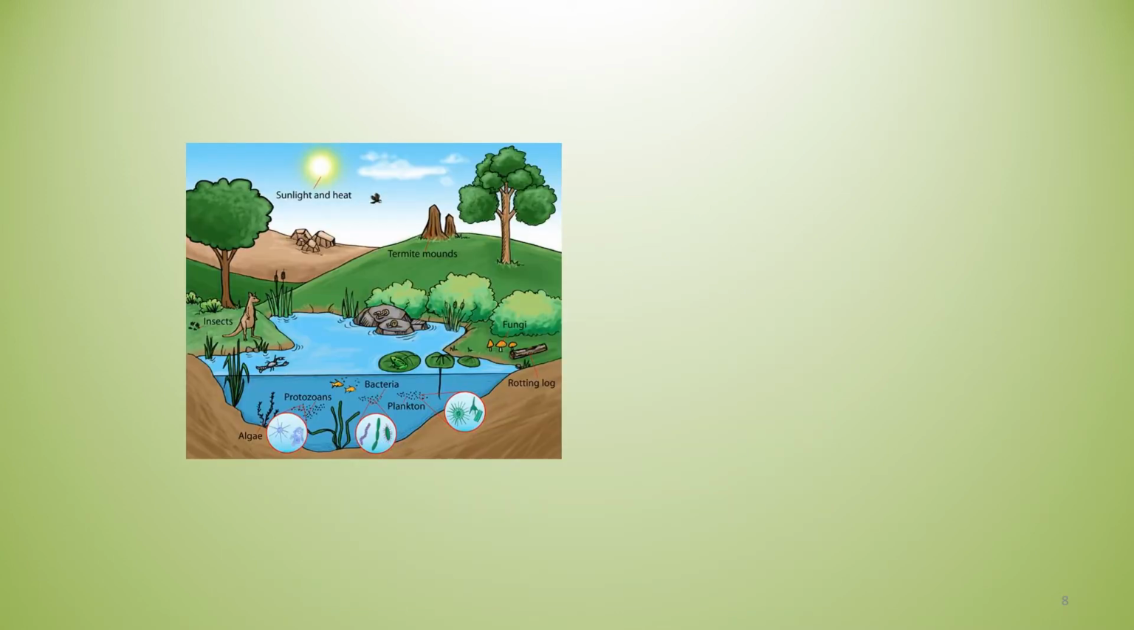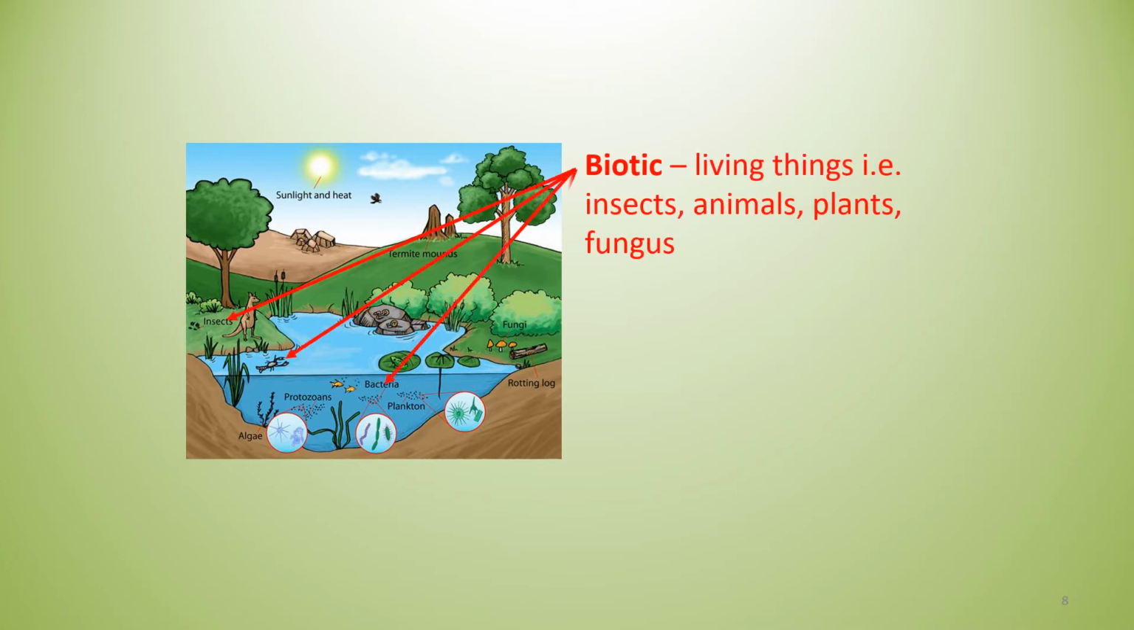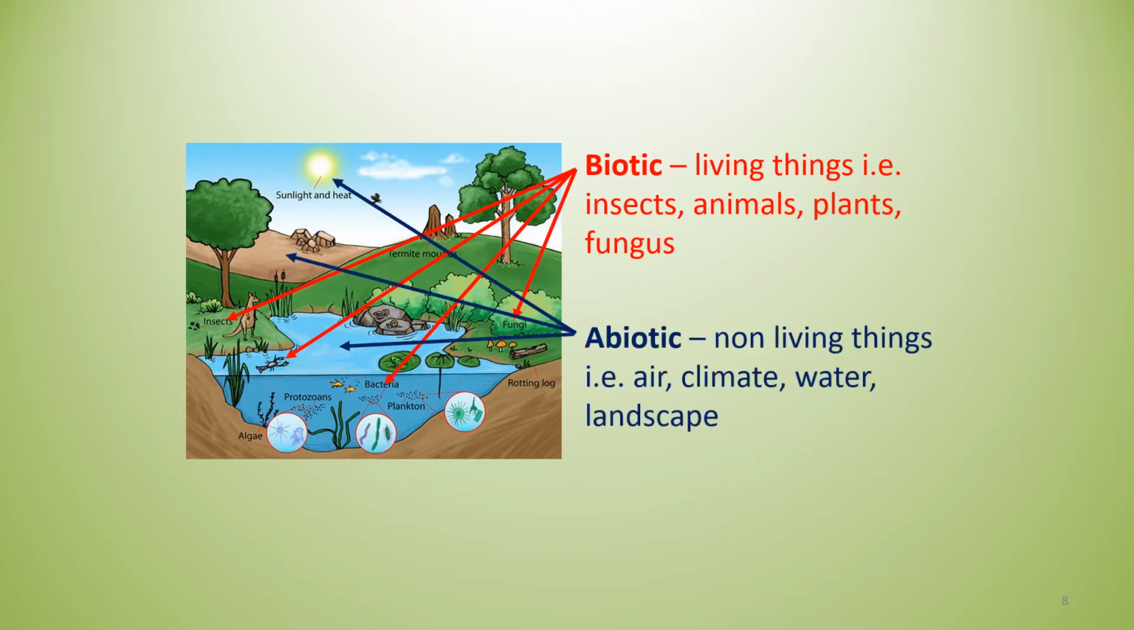To start with ecosystems, we know that ecosystems have biotic features, such as insects, animals, plants, that's everything that's living. And they also have abiotic features, non-living things. And you might be asked questions to identify biotic and abiotic features in a local ecosystem, a tropical rainforest, or a cold environment.